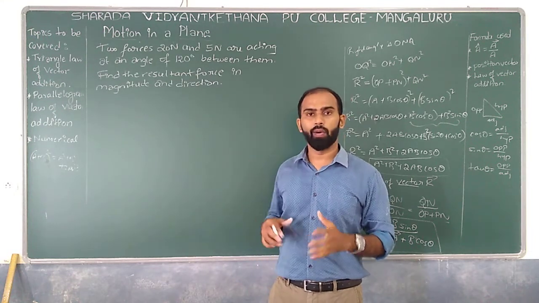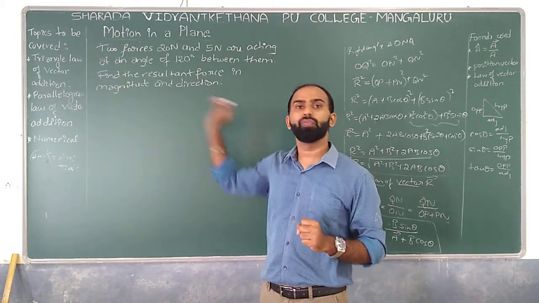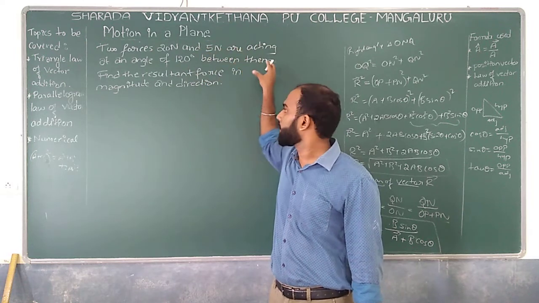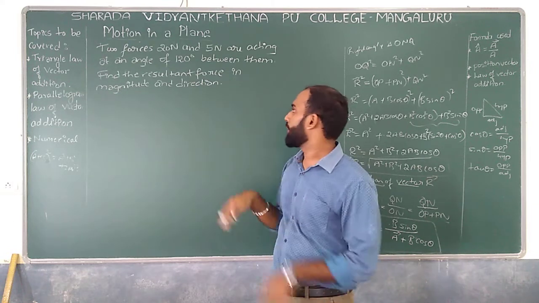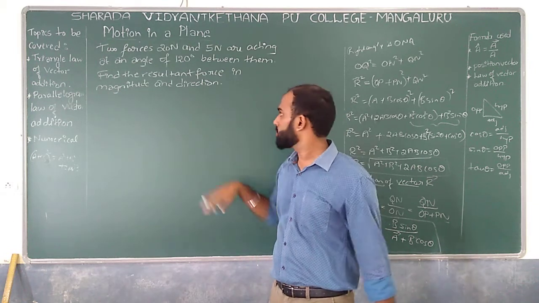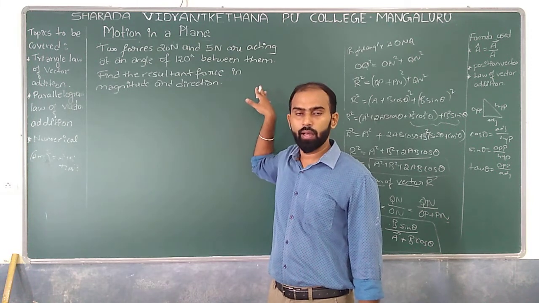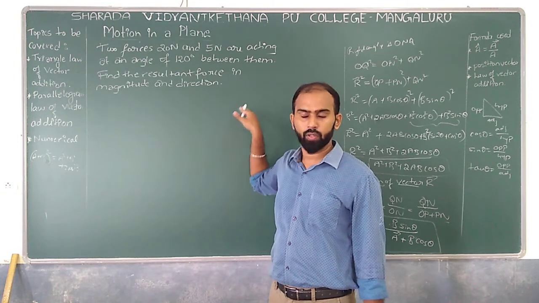So once you have an eye on the numerical, which you can see on the board, there are two forces, that is 20 Newton as well as 5 Newton, acting at an angle of 120 degrees between these two vectors or these two forces. Find the resultant, its magnitude as well as the direction.